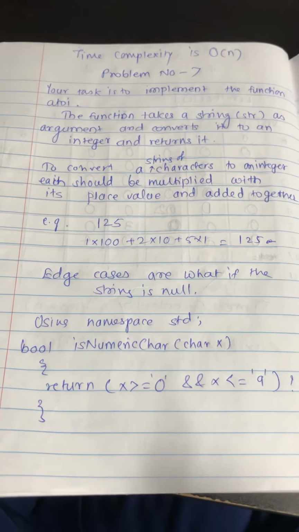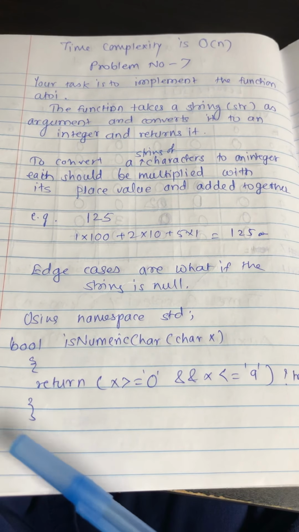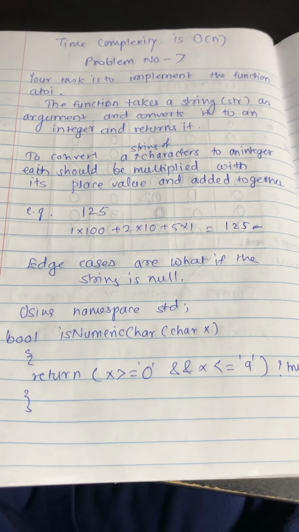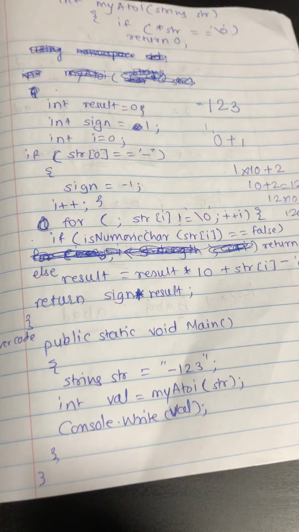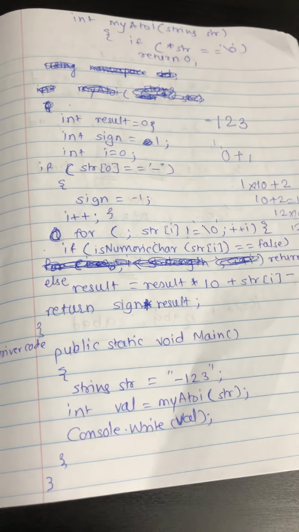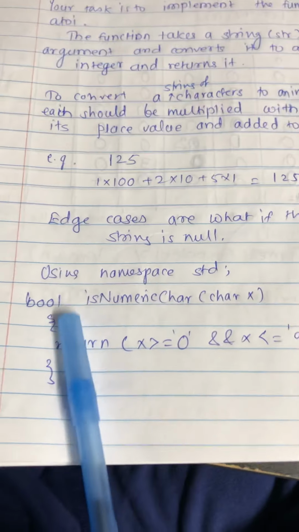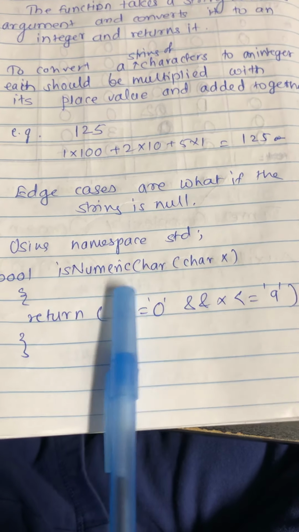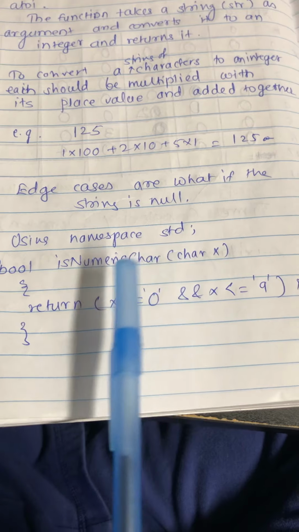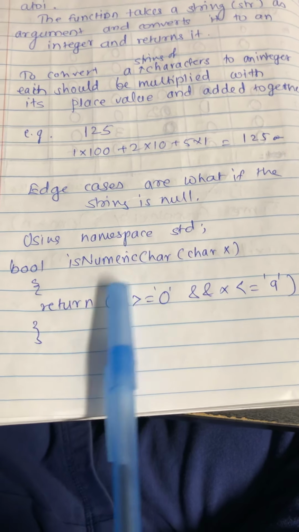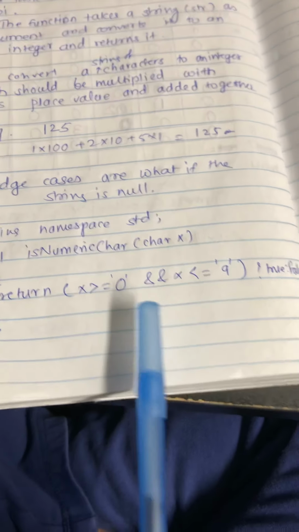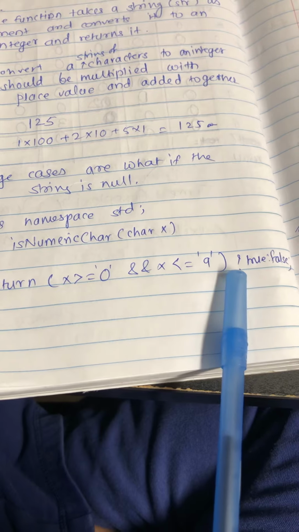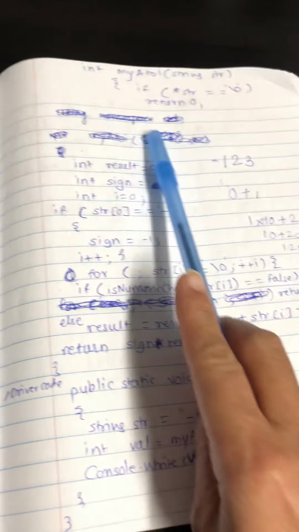The second edge case is if the string contains non-numeric characters, then again it will not be able to convert it to the equivalent integer. So this function, is numeric character, takes a character as an input and returns true or false depending on if the character is a numeric character. If the character's ASCII value is between 0 and 9, it will return true, or else it will return false.